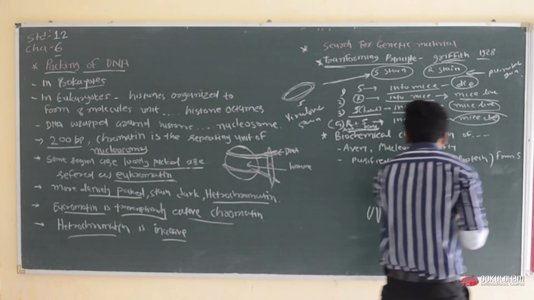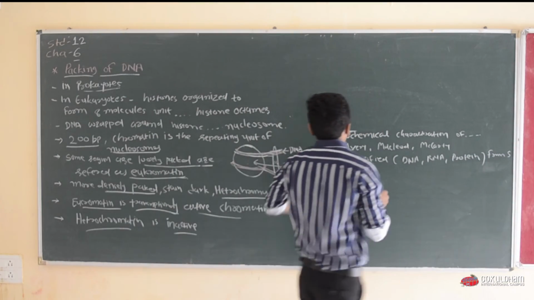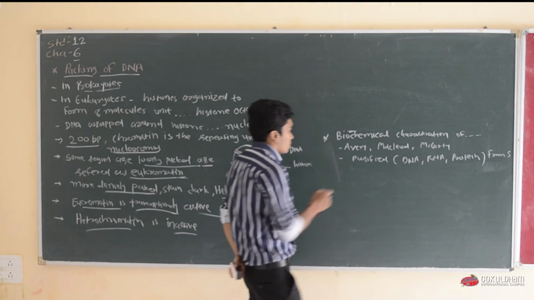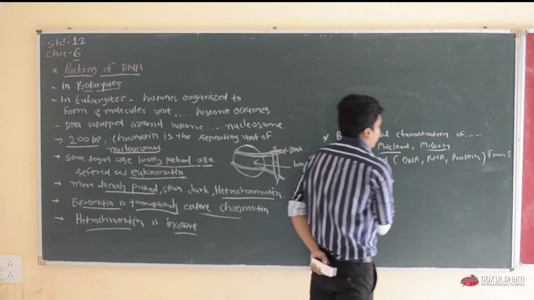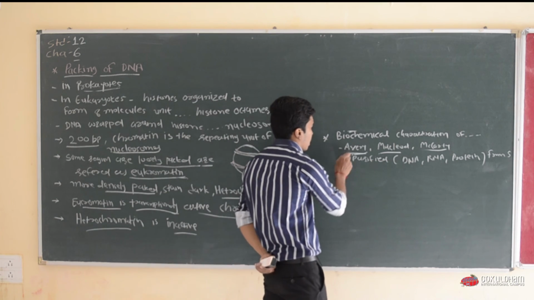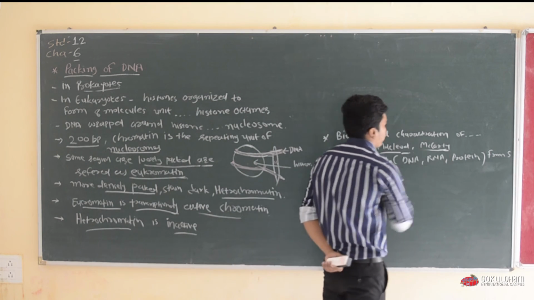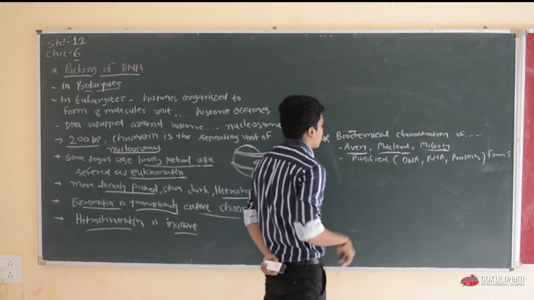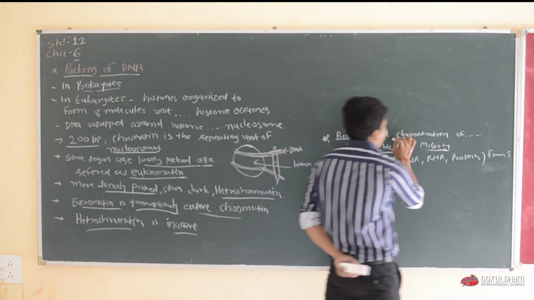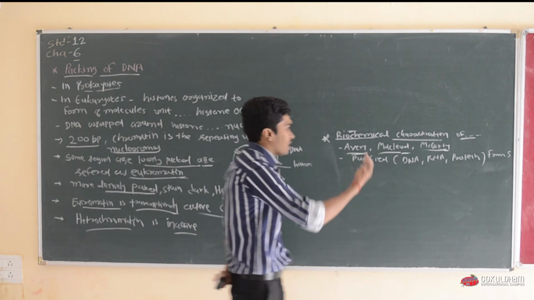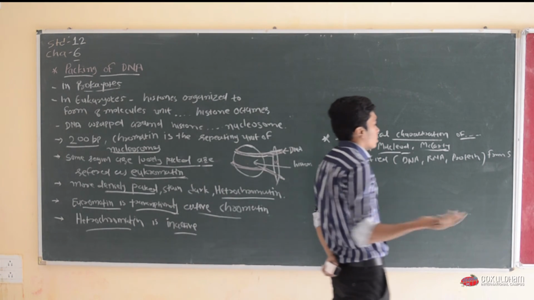Now another scientist came after Griffith. Three more scientists came together and conducted one experiment. The names of the scientists are Avery, McLeod and McCarty. And the name of this experiment is the biochemical characterization of this factor, whether it is DNA, RNA or protein.